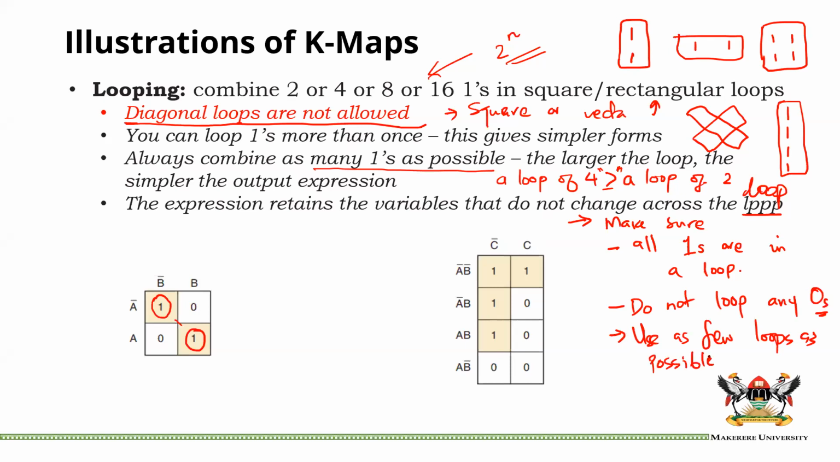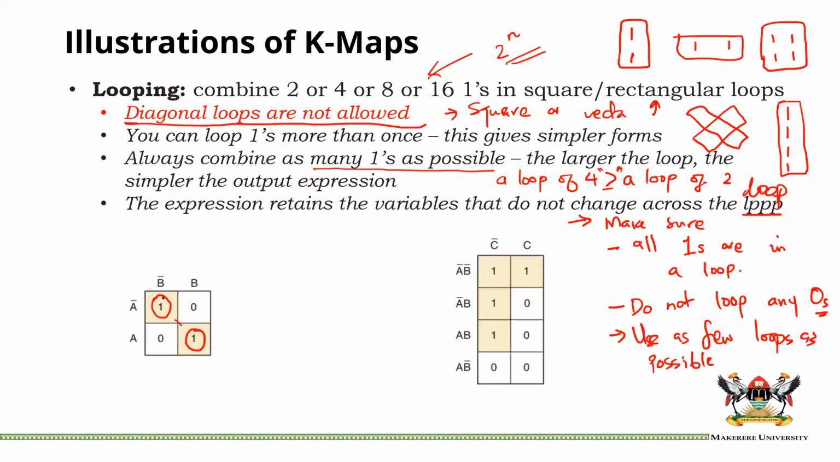And so if you have 2 loops, you are going to end up with 2 expressions. If you have 4 loops, you're going to end up with 4 expressions. So that means that the fewer the loops, the better. And anyway, that is really the only way you're going to end up with the simplest form.